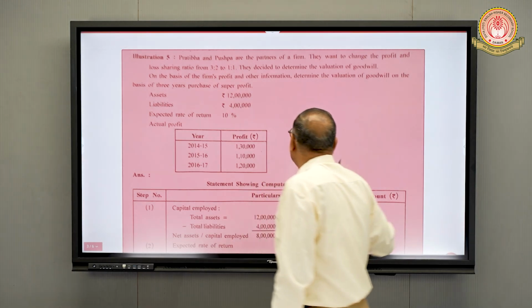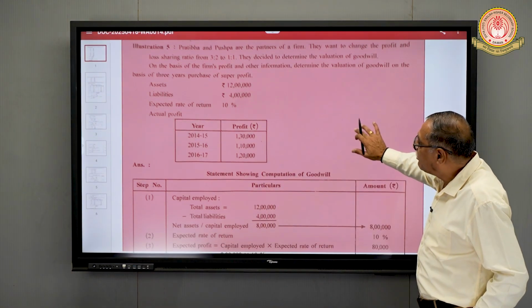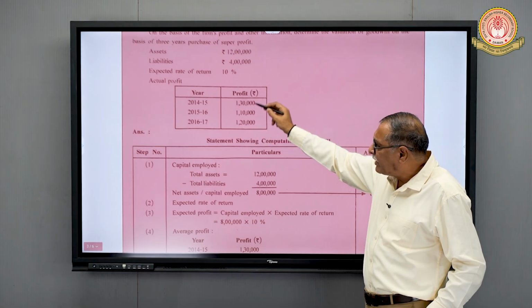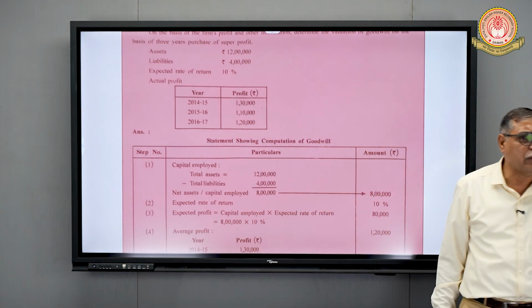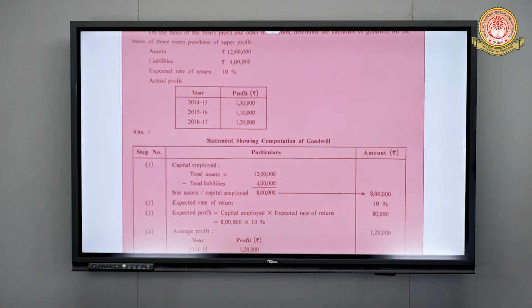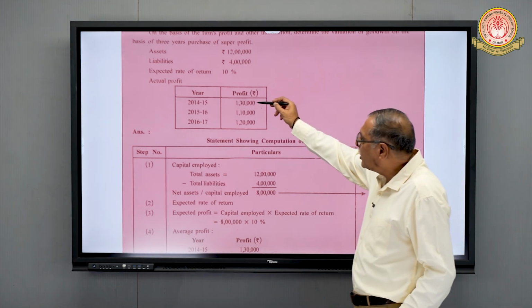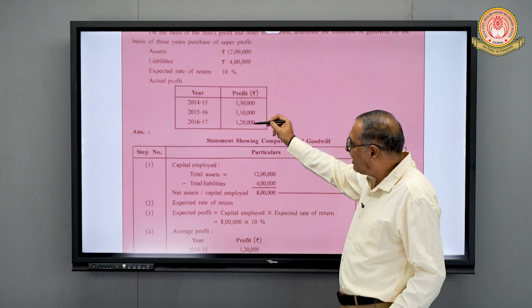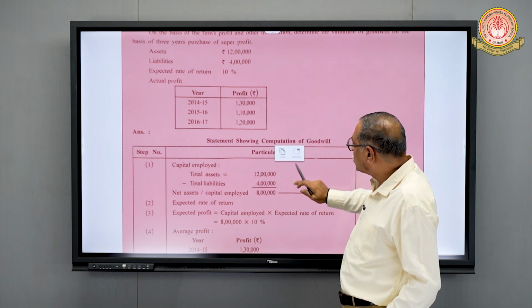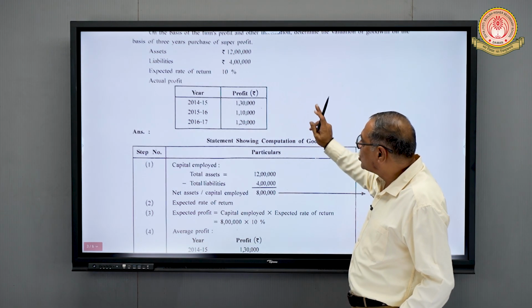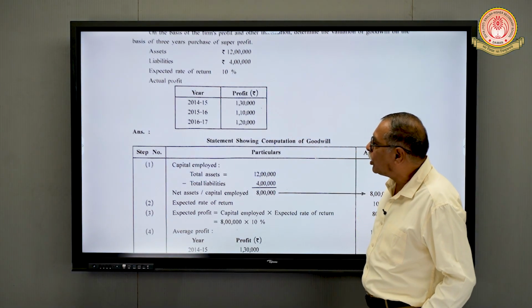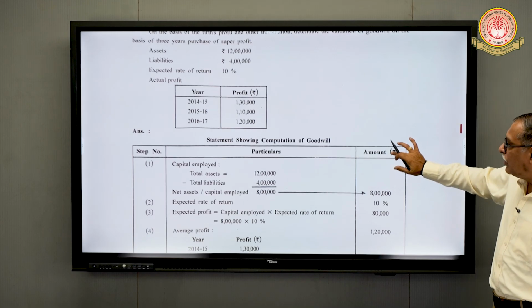So that means we have been given the profit of 3 years. Can we use the weighted average profit method here? Why not? Because the profits are not continuously increasing. After 130 it is 110 and 120, so it is not an increasing trend. So we cannot use that. Now we have to calculate.